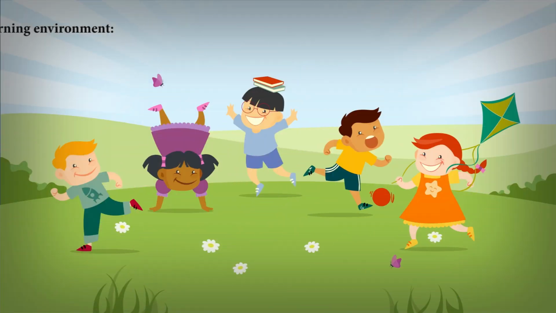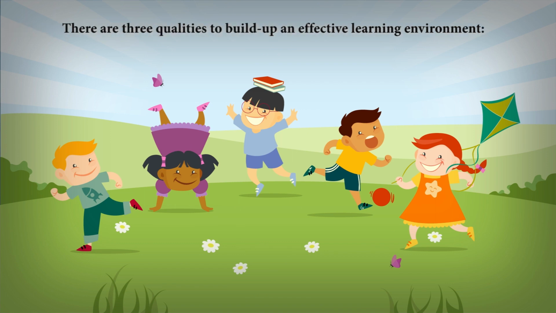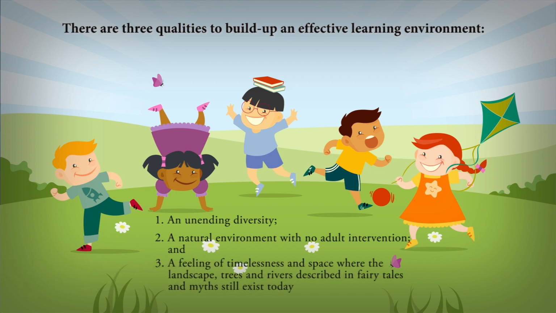There are specific criteria and qualities needed in order to build up an effective learning environment. Do you know what the three qualities are? They are an unending diversity, a natural environment with no adult intervention, and a feeling of timelessness and space where the landscapes, trees, and rivers that are described in fairy tales and myths still exist today. Let me help you with some examples.